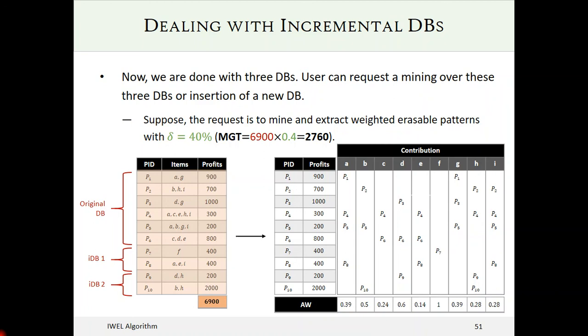This time, suppose that the user requests to mine and extract weighted erasable patterns. The user provides the threshold value equal to 40%, because the total profit of all products now is 16,900. The maximum gain threshold will be 16,900 multiplied by 0.4, equal to 2560.